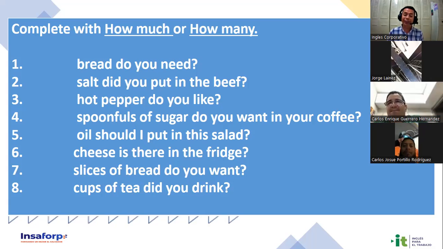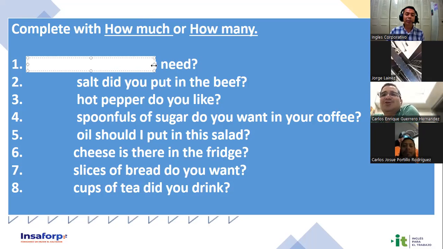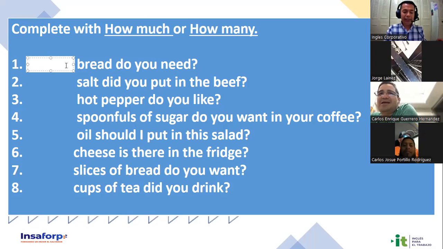Oh, very good, Caloric. I will say to Elisa, but how many? Okay, let's think, right? Ahí va otra pregunta. No, give me a second. I will copy. How many, right? How many bread do you need? Okay, good. Now, but think of this, Carlos Enrique. Can you count the bread? ¿Se puede contar el pan? ¿O es una masa?